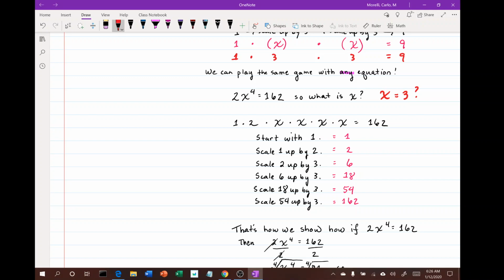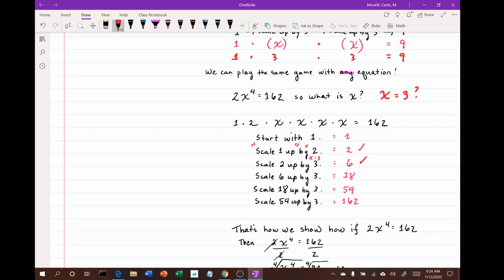So I've got the steps written out here. You start with the 1. You scale the 1 up by 2. That means multiply by 2. So 1 times 2 is 2. Now you bring that 2 over here. Now scale 2 up by 3 because we're assuming that x equals 3. So we scale 2 up by 3. 2 times 3 is 6. Fair enough. Now put the 6 in, okay?